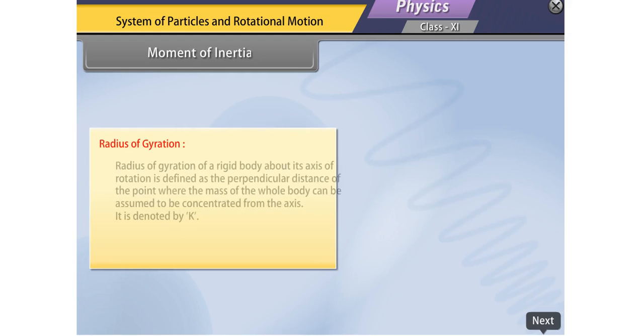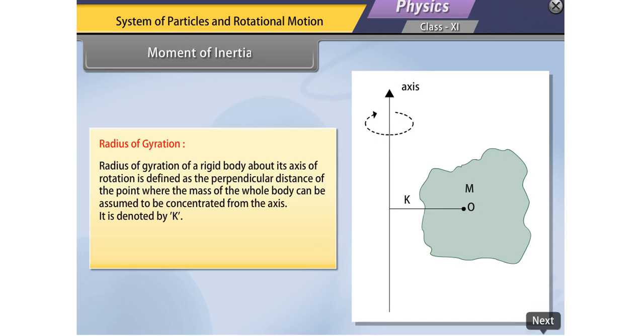Radius of gyration of a rigid body about its axis of rotation is defined as the perpendicular distance of the point from the axis where the mass of the whole body can be assumed to be concentrated. It is denoted by k. Its expression is given by I is equal to m k square, which is equal to summation from i is equal to 1 to n of the product of mi and ri square.